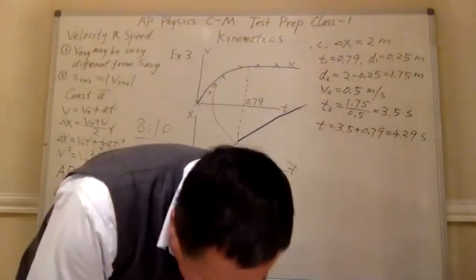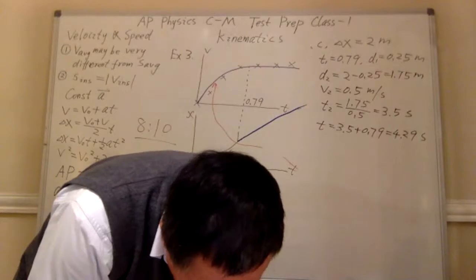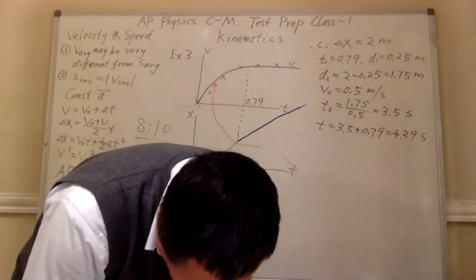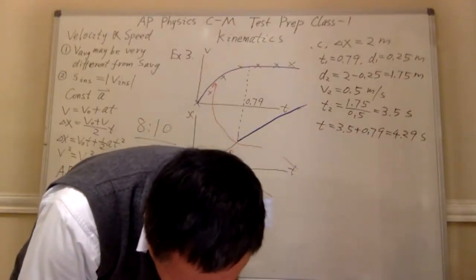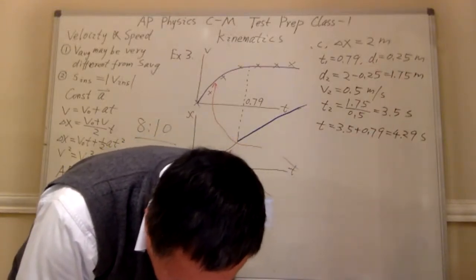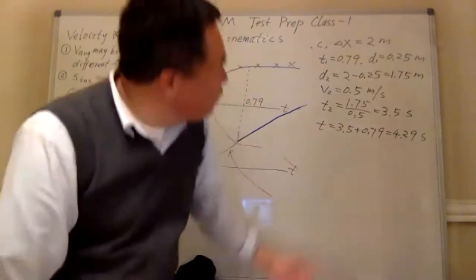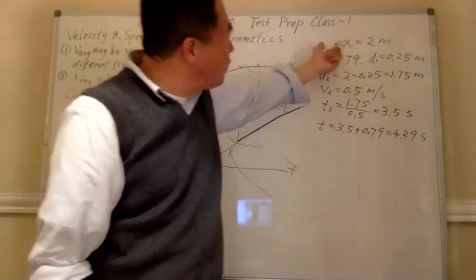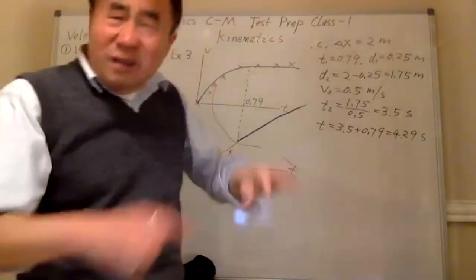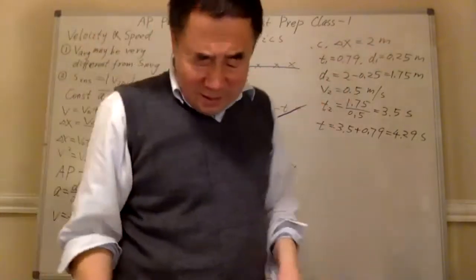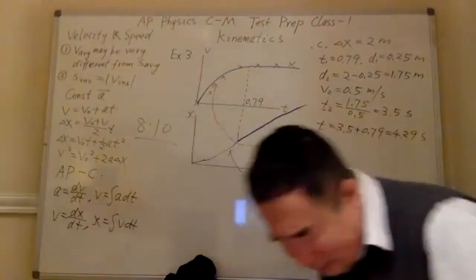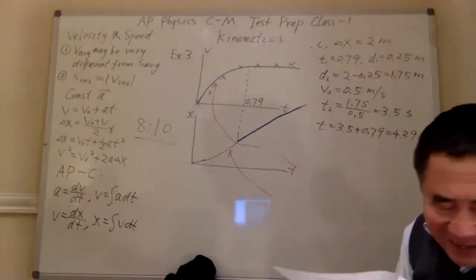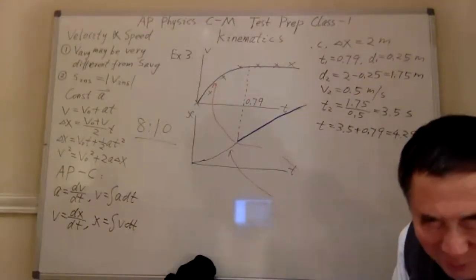That is question C. I think this one is easy. It asks you to calculate the time at which the glider makes contact with the far end, because you need to reach a displacement of 2 meters, which is the whole air track. I think that makes things easier.